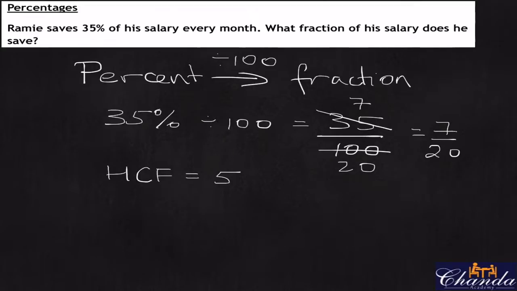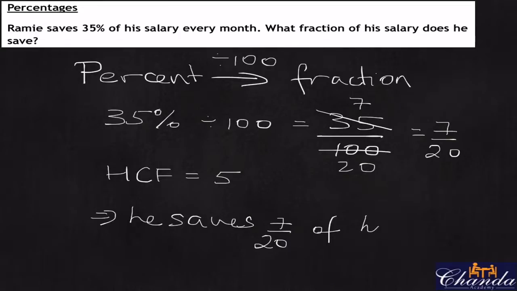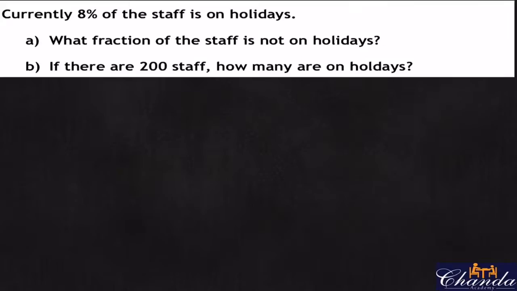So what fraction of his salary does he save? Therefore, he saves 7 over 20, 7/20th of his salary. So once again, guys, please do make sure that you answer the final question with a statement just like this. Moving to the next question.